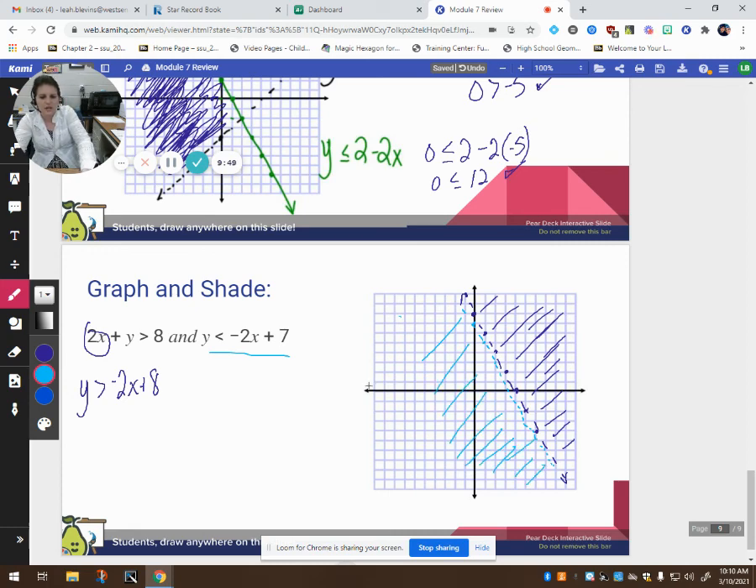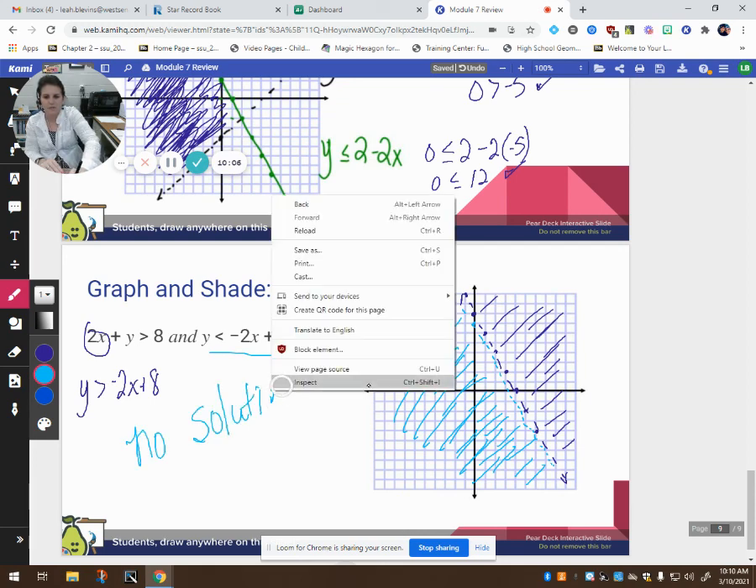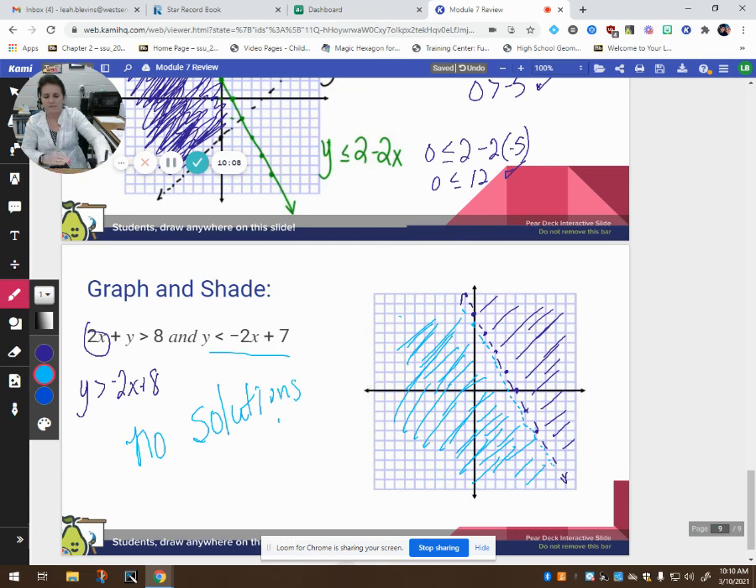So when I do the shading, remember what I'm looking for is the area that got shaded twice. Well, nothing here got shaded twice. I shaded above my dark purple line. I shaded below my blue line, so there's no overlap. So this system is inconsistent. There are no solutions. There's no overlap in the shading.